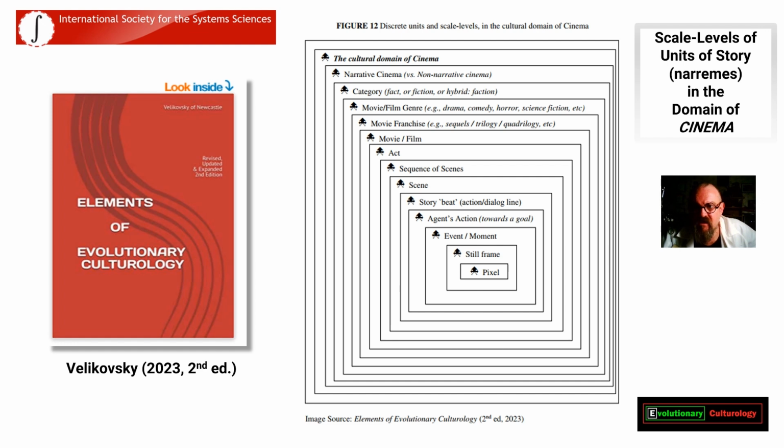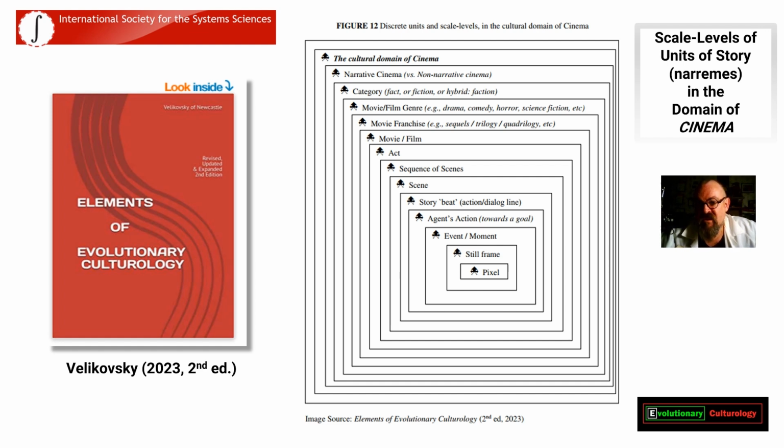Figure 12 is all about scale levels of units of story or narremes in the domain of cinema, except I think you'll find there's two intersecting domains here. We've got the cultural domain of cinema as the superset. Smaller sets or smaller units on the scale levels below here is the domain of narrative cinema versus non-narrative cinema. Some movies don't have a story. They're deliberately non-narrative. Anyway, you know, art house, avant-garde kind of movies. And within that, the category fact, fiction, or the hybrid faction. Within that, you've got your movie or film genre, drama or comedy or horror, science fiction. Movie franchise within that, sequels and trilogies.